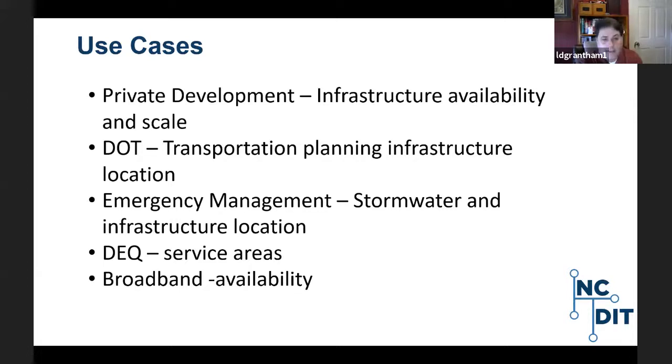And then different things, broadband availability, service areas, those kinds of things, knowing how we could communicate with our public. So if we've got, say, a boil water notice or something like that, how could we communicate that, or how could we better serve our management by knowing what these areas are that may be impacted? So all those being examples of use cases.